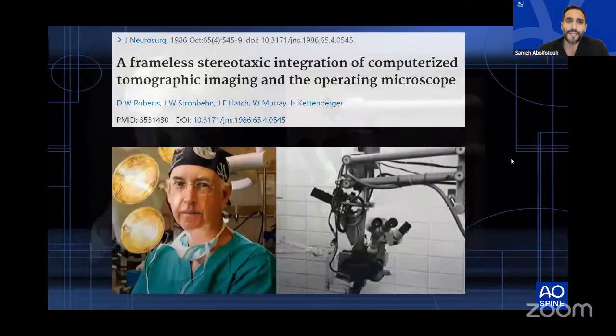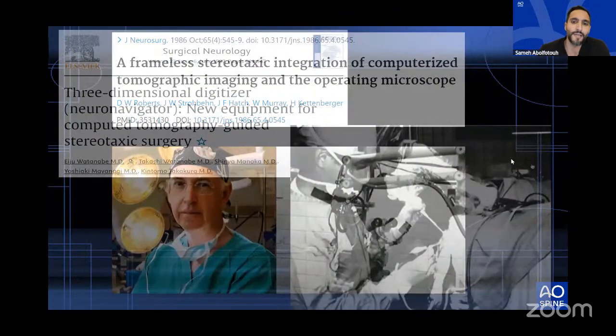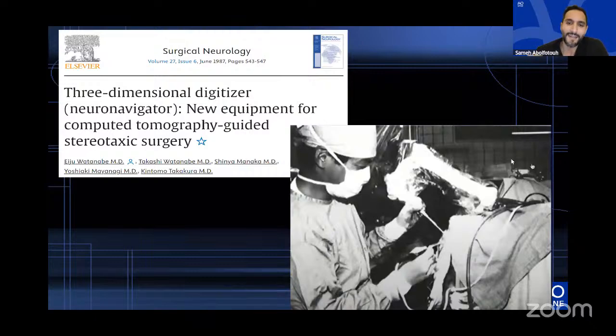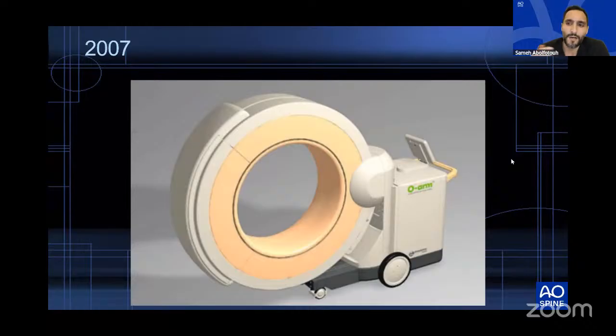But it wasn't really till David Roberts in 1986, who was the first one to introduce the idea of stereotactic integration and tomographic imaging using a microscope, a concept that was 1 year later popularized by Watanabe as well. And I cannot think of a single brain surgery that's not image guided nowadays. So the concept of navigation the way we know it nowadays was actually introduced in 2007 with the introduction of the O-arm. And that was way before Medtronic acquiring the company for $4.7 billion.